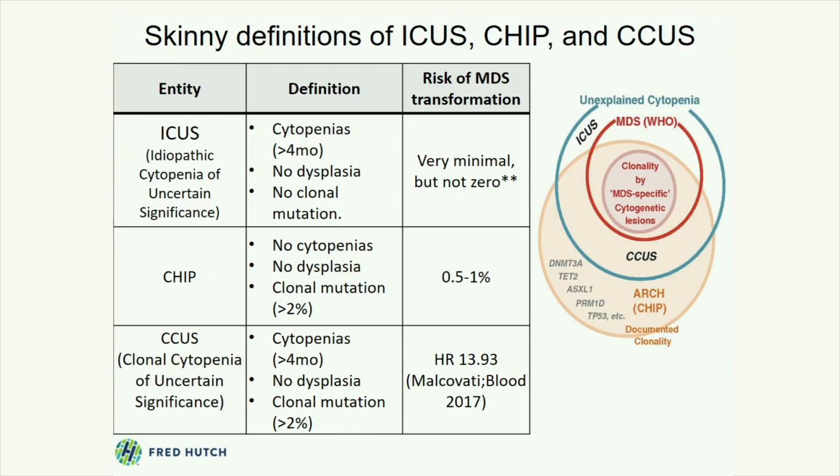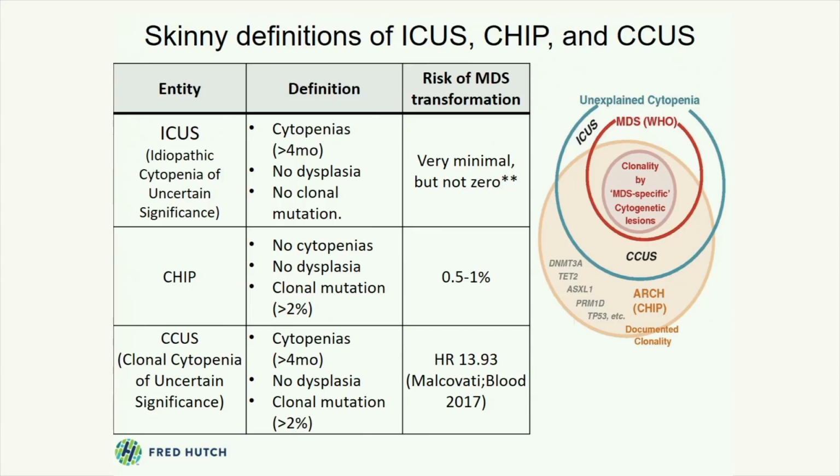CHIP patients have no cytopenias, no dysplasias, but they do have clonal mutations with a low variant allele frequency. And their risk of transformation is low. However, we have just went through some of the other risk factors that these patients may have: MI, coronary artery disease, atherosclerosis. So it may be important to identify these patients.